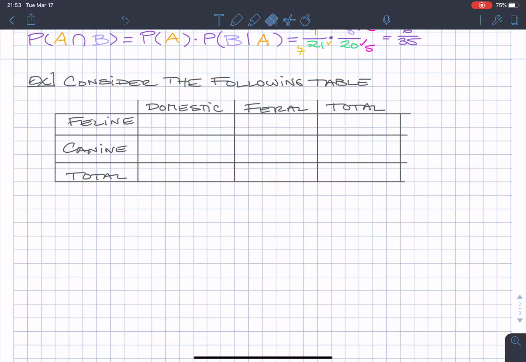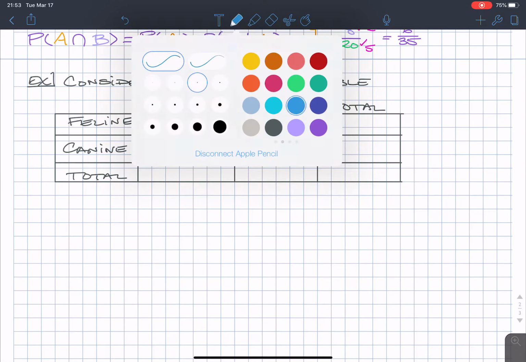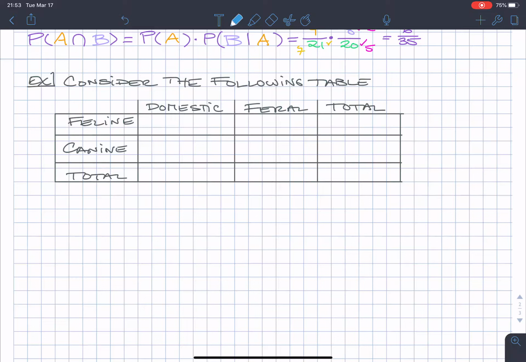Okay, so what do we have here? Let's do felines in blue. Let's say I have 30 domestic felines and 15 feral felines for a total of 45 felines. And let's do canines in purple. Let's say I have 50 domestic canines and 5 feral canines for a total of 55 canines.